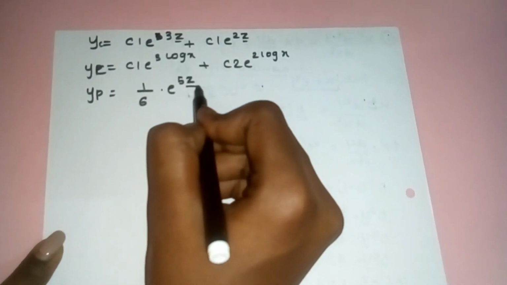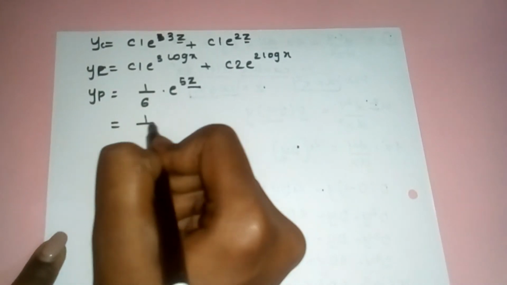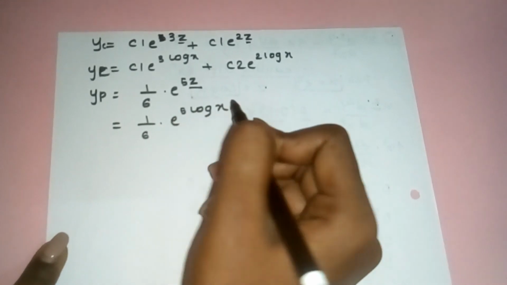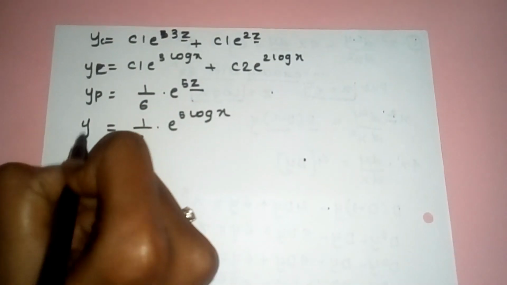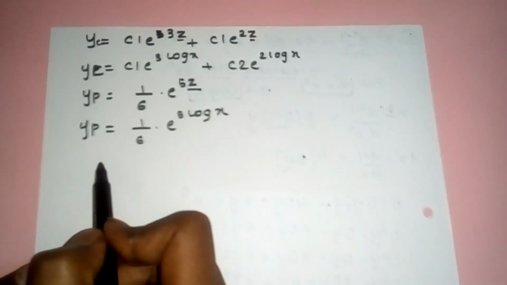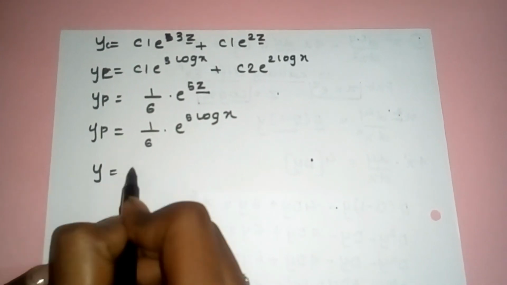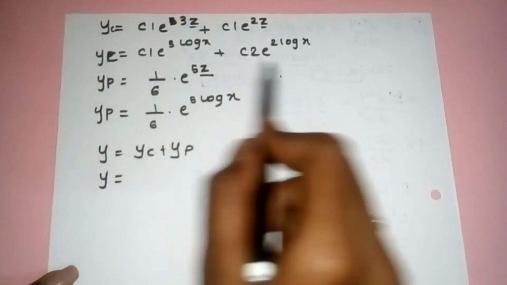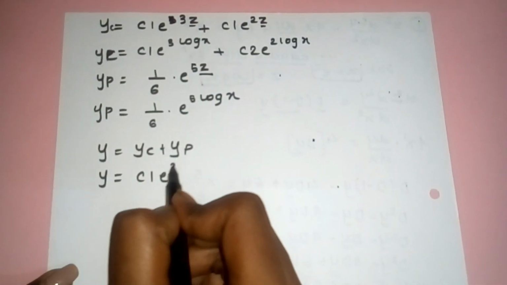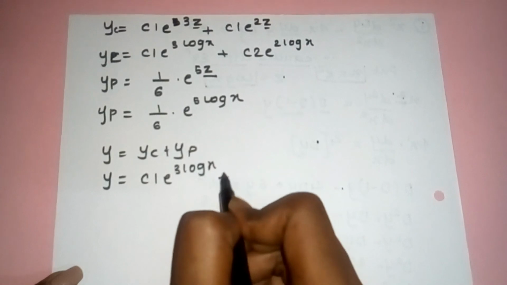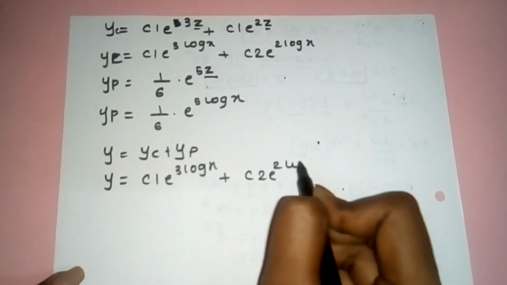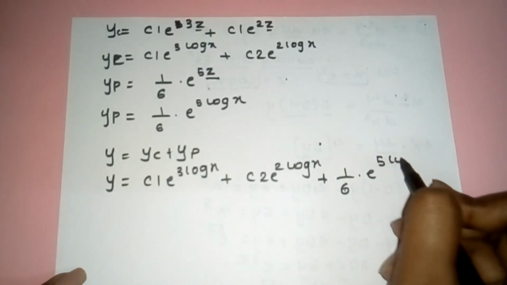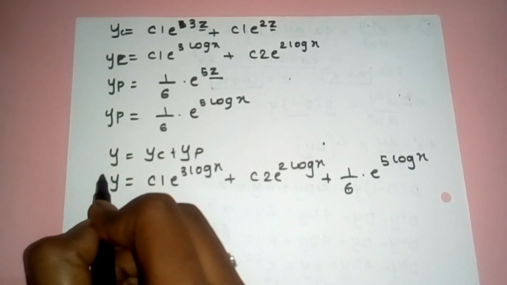So in the place of z again we'll be putting log x, which will be 1 upon 6 into e raised to 5 log x. So now we have yc and yp in x form. So we can write y is yc plus yp. So y is c1 e raised to 3 log x plus c2 e raised to 2 log x plus 1 upon 6 into e raised to 5 log x. So this is the final answer.